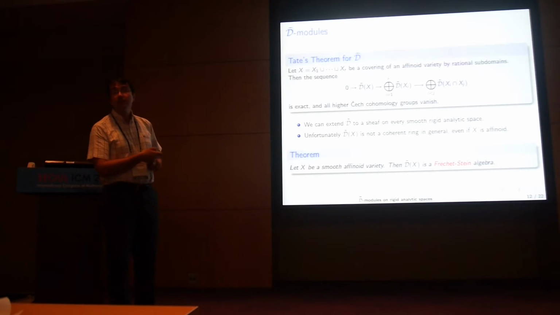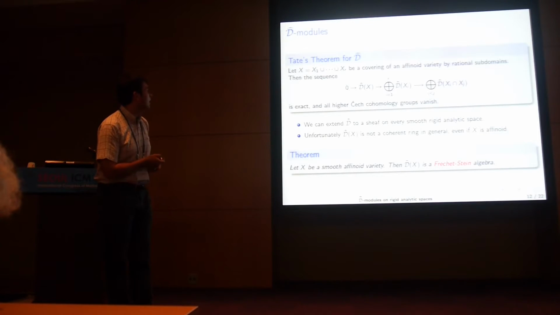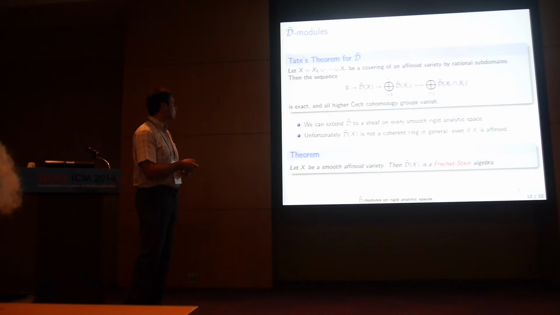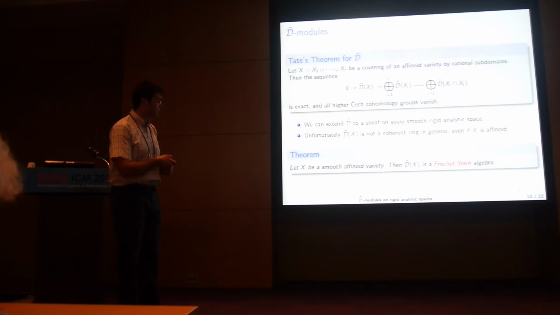Fortunately, there is a way out of this in a very natural way. This is a technique introduced recently by Schneider and Teitelbaum. They proved that Dhat of X is what's called a Fréchet-Stein algebra. So I will explain this because it's important. What is a Fréchet-Stein algebra?